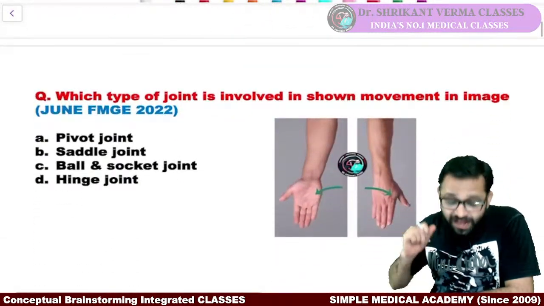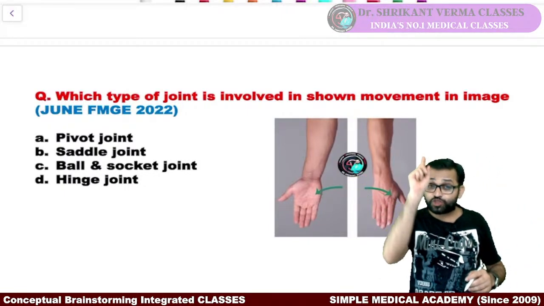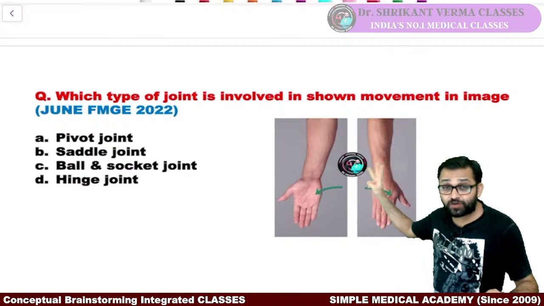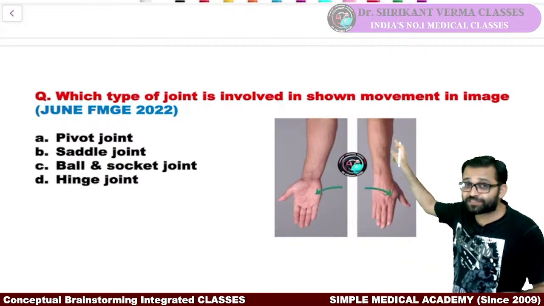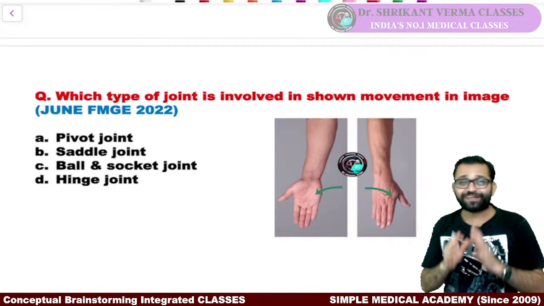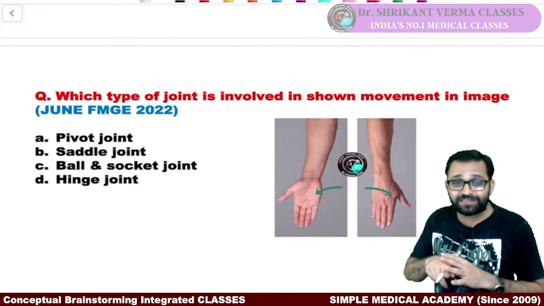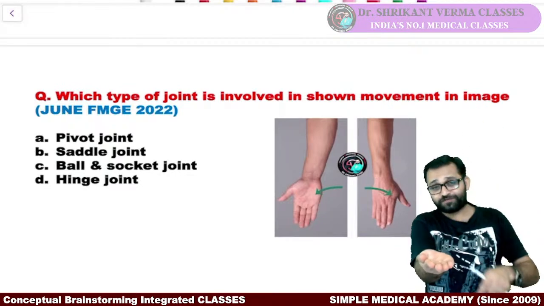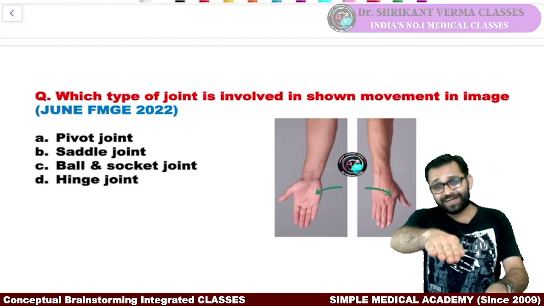See here, another question on the joint. I told you the joint question will definitely be asked, and there were 3 questions on this joint. See here: which type of joint is involved in this movement in the image? So let's start the discussion. This is upward facing of the palm, known as supination, and downward facing of the palm, that is pronation.